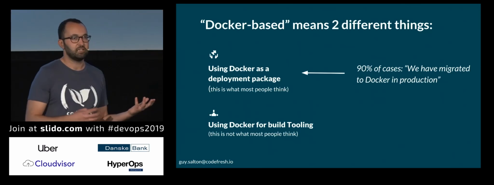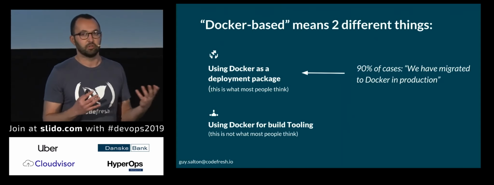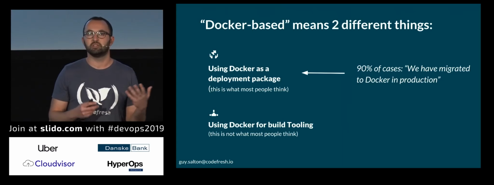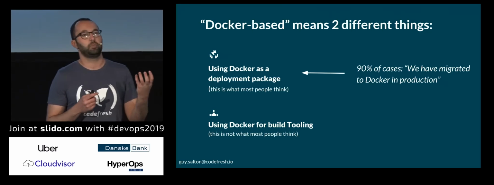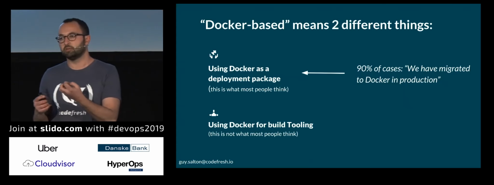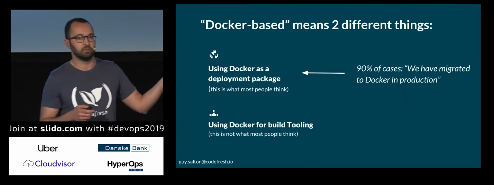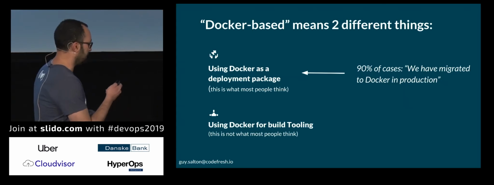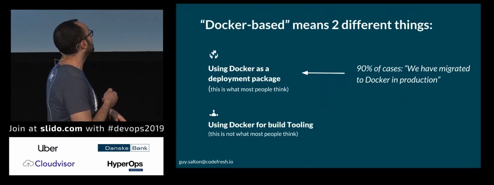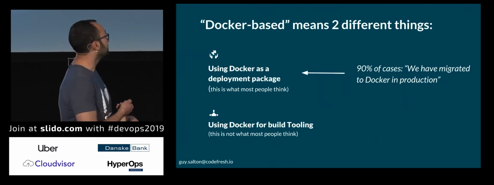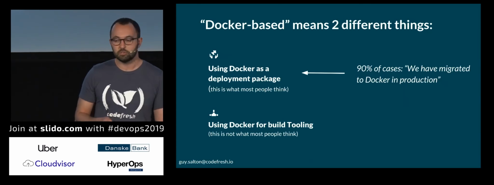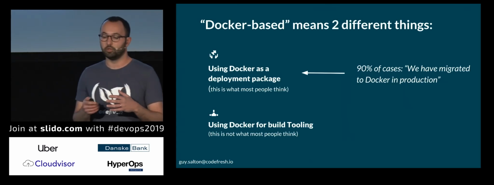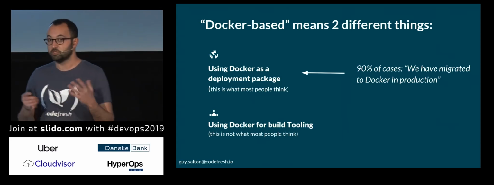Most people, when they say that they're using Docker in production, what they usually mean is that they are taking the final package, putting it in a Docker image, and this is what they deploy. This is what you see here on the top. This is not what I'm going to talk about today. Today we're going to focus on a different thing, which is using Docker for build tooling.